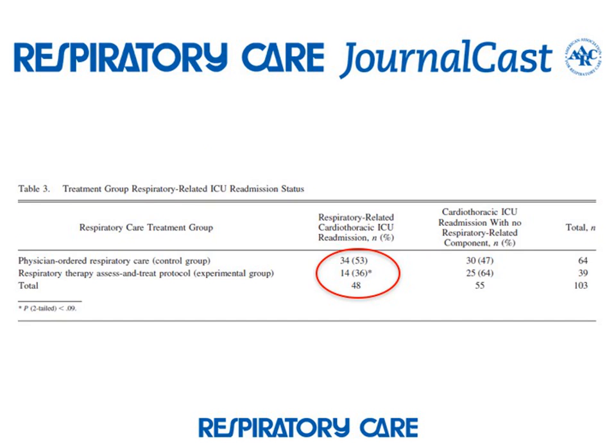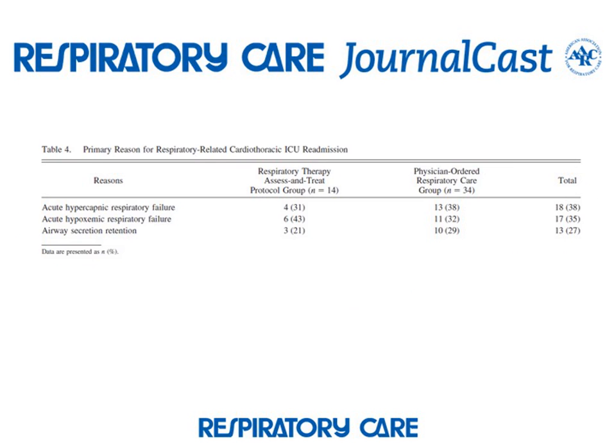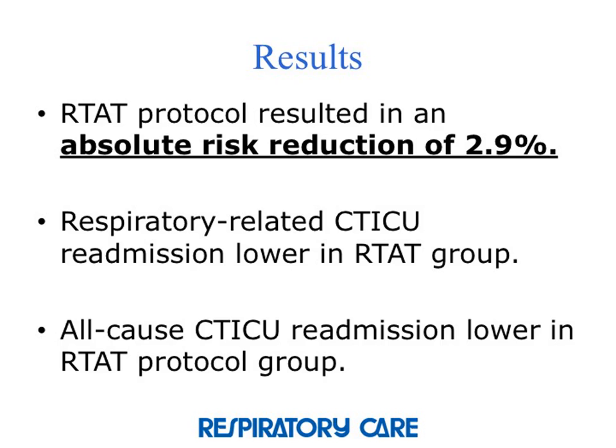And if you look at this table 4, the primary reason for respiratory-related readmissions, acute hypercapnic and acute hypoxemic failure, airway secretion retentions, in all categories, it is reasonably clear that the assess and treat protocol was successful and the way to go. It had an absolute risk reduction of 2.9%, 3%. So anytime that we can reduce our risk by any percent, we find that that is significant.